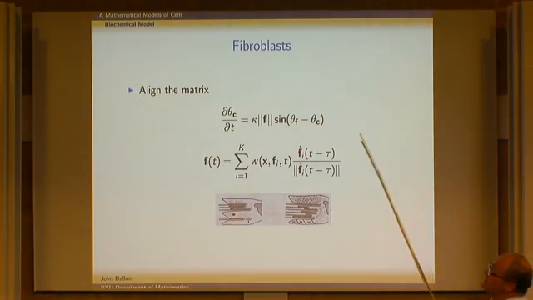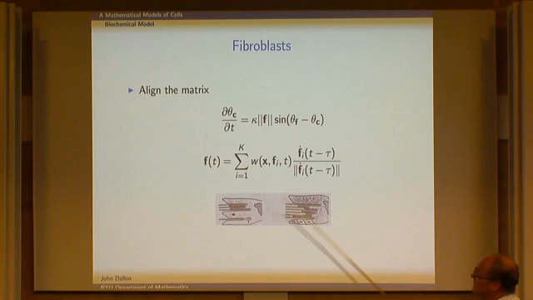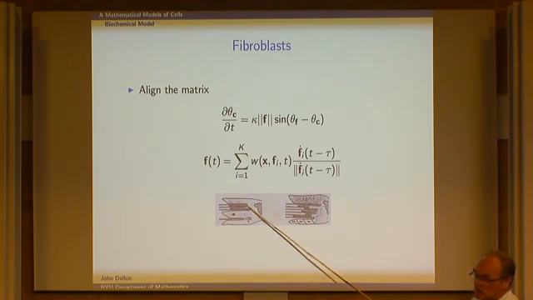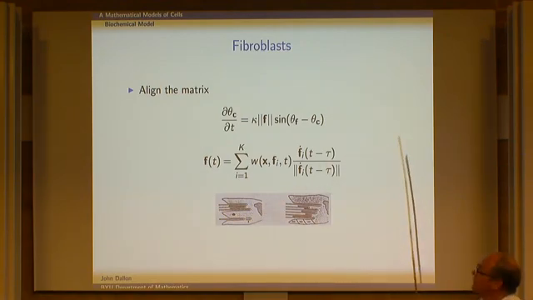Okay, and then the cells align the matrix. And so here's a picture that was drawn by Stopak and Harris a long time ago, where they imagined that the cells, they saw these actually. So the cells have deep involutions, and in the deep involutions is where the collagen is formed, the fibrils are formed. And so you can imagine as the cell's moving off, it's forming collagen in the direction that it's moving.